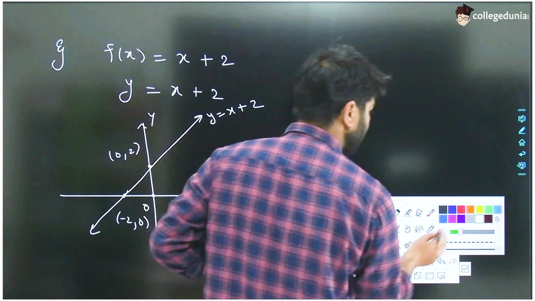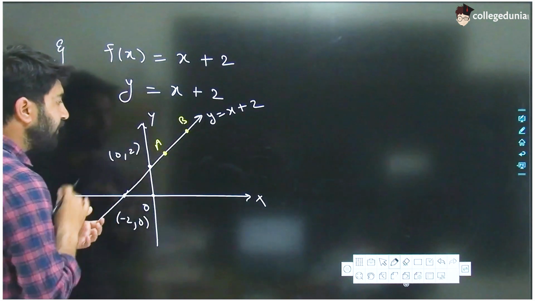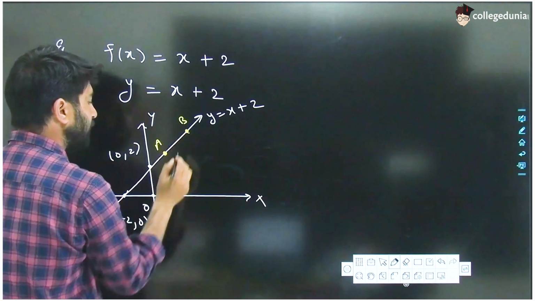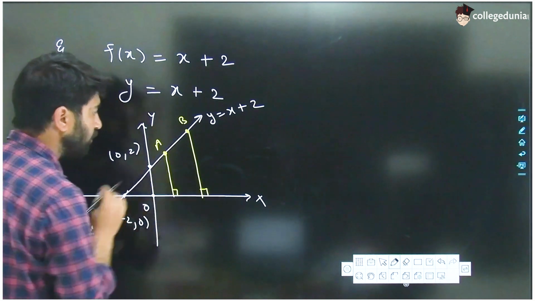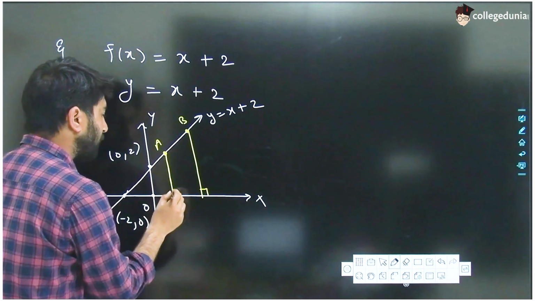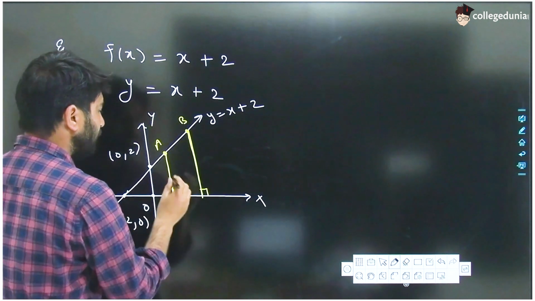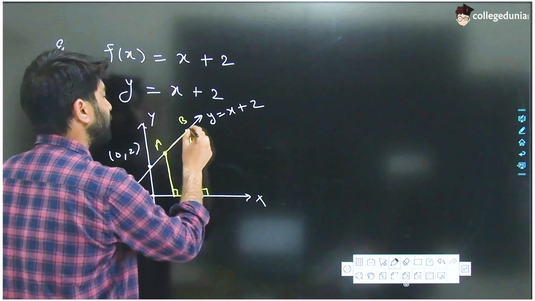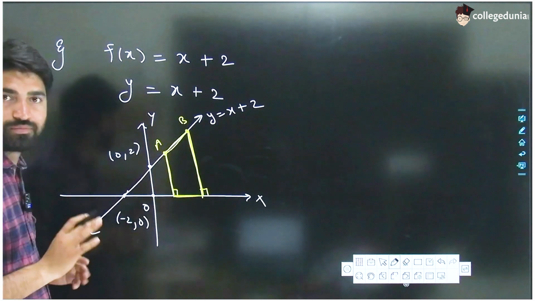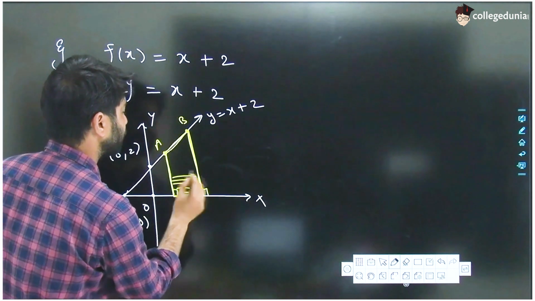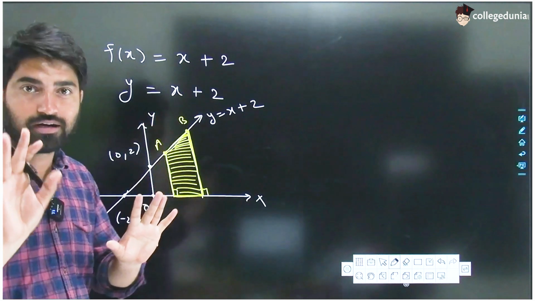Okay, so let's say there are two points A and B on this line, and if we draw perpendiculars from A and B on the x-axis, it should look like this. Okay, so guys, you can see these two perpendiculars will be parallel to each other. And this is a straight line, this is also a straight line. So these four lines are making a trapezium. This is the area under the straight line.